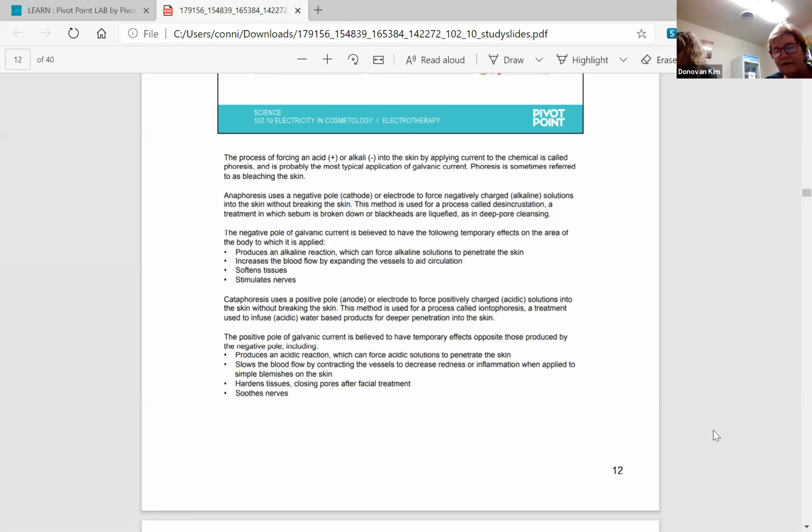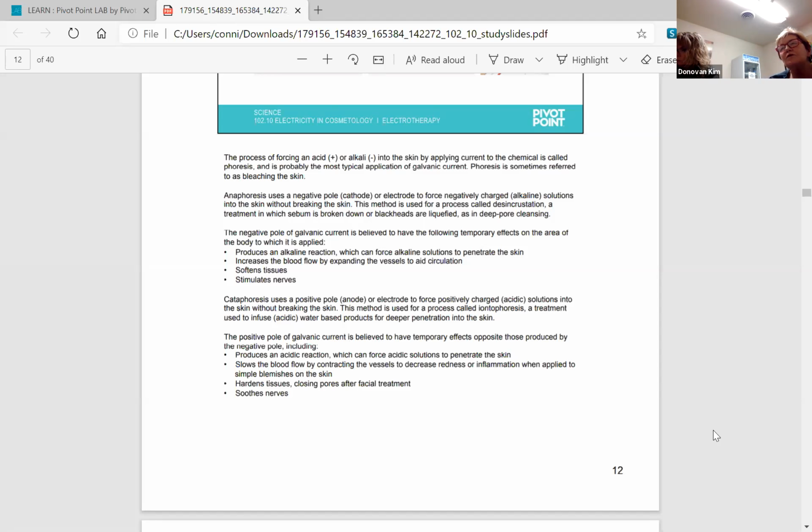You're closing it down. So it says it uses a positive pole this time, or an electrode, to force positively charged or acidic solutions into the skin without breaking the skin. So the method is used for a process called iontophoresis. That's the whole treatment for it. It's used to infuse an acidic water-based solution deeper into the layers of the skin.